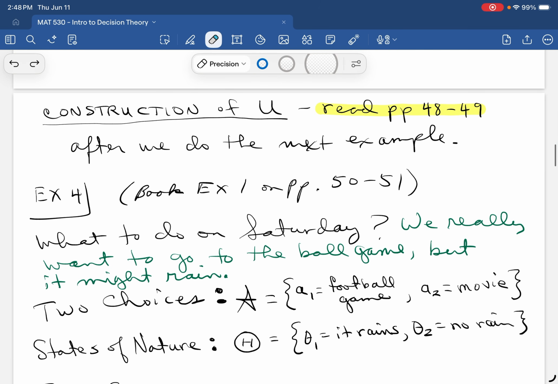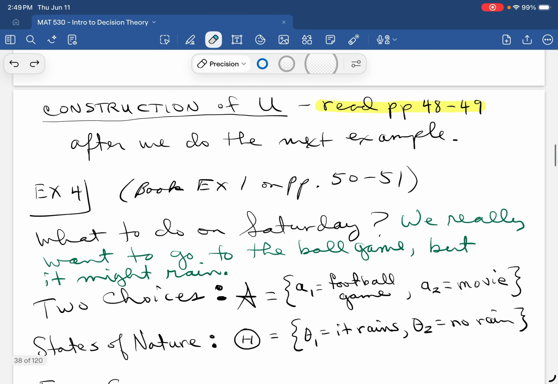So I will encourage you to read pages 48 and 49 in the textbook. They go through in detail about how to construct a utility function. We're going to do this in a sense. We're going to look at example 4. And so this example is about what to do on Saturday.